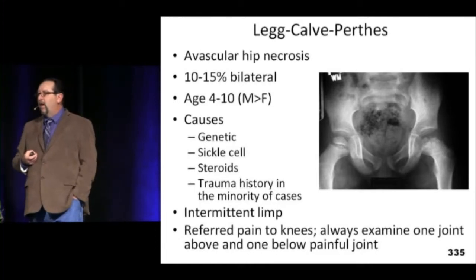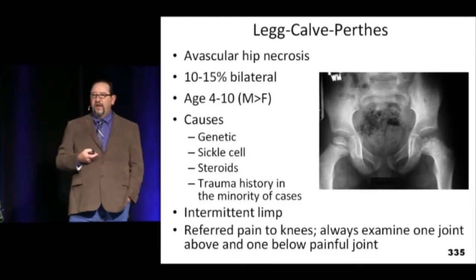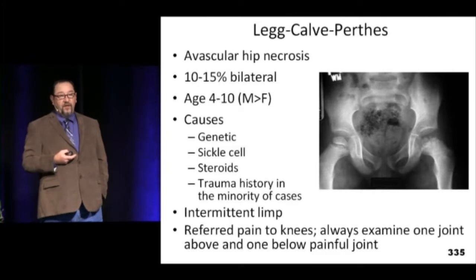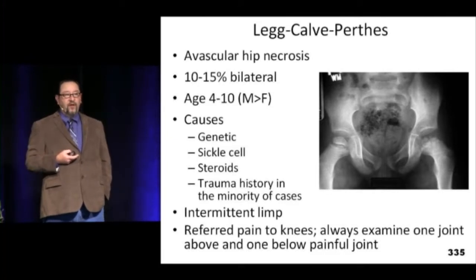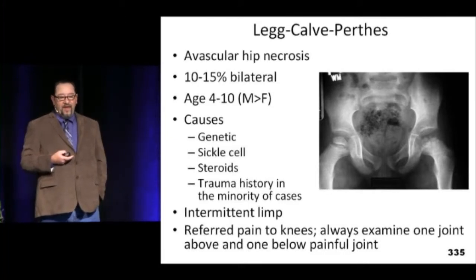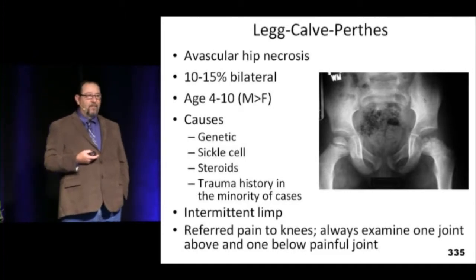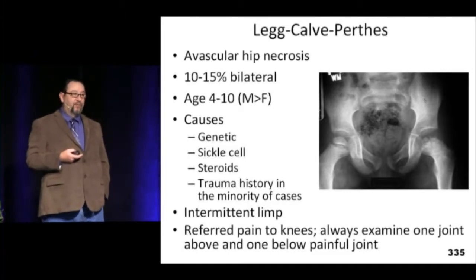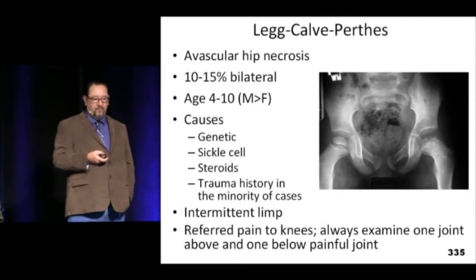And we know that about 1 in 7 of these kids have bilateral disease. So when you see this, you should tell a parent, we found this problem, your child's got a bad hip, they've got this avascular necrosis, Legg-Calvé-Perthes problem, and it might actually affect both hips. We're going to get a pediatric ortho specialist as well.